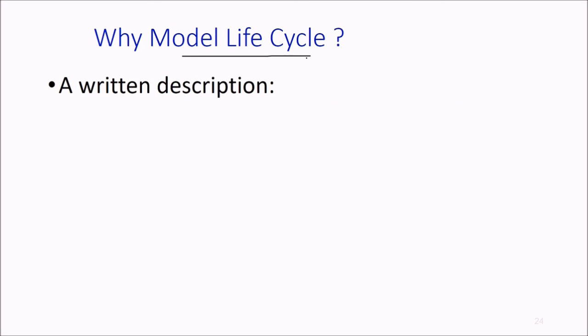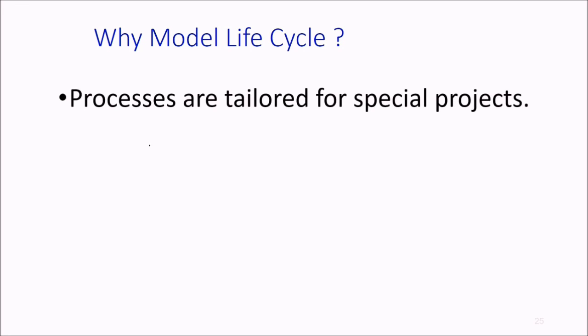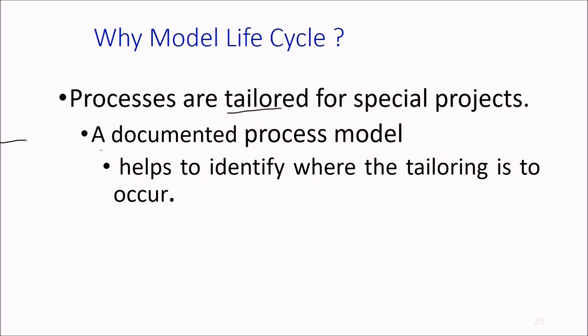So why do we require, or why are we talking about, a life cycle model? Because we need a written description which forms a common understanding of activities among software developers and the users. And it helps in identifying inconsistencies, redundancy, any omission, any problem, any loopholes in the development process. And it helps in tailoring, meaning amending a process model for specific projects. These processes are tailored, that means they are not specific, but they can be amended for special projects. A documented process model helps to identify where the tailoring is to be done.